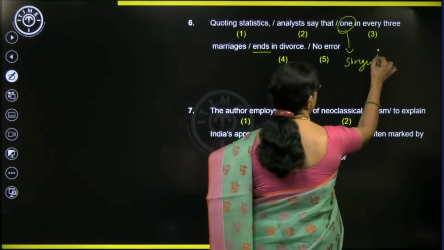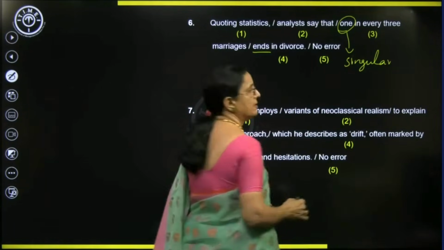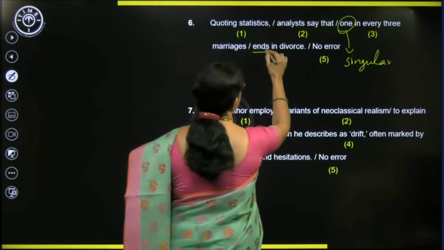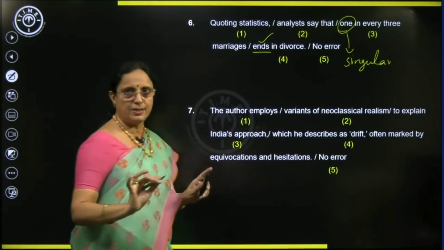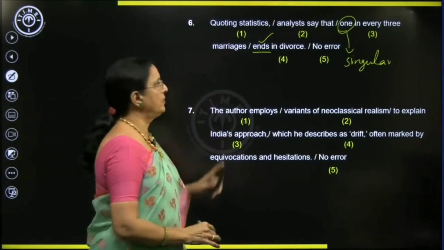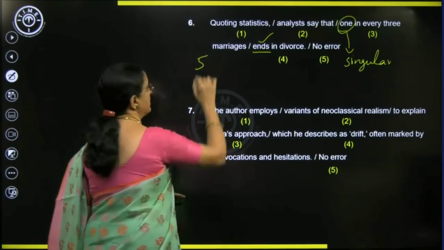All right. 1 is singular. 1 in every 3 marriages. Right. So, 1 in every 3 marriages ends in divorce. Correct. There is no correction here. All right. So, 1 is matching with ends. Ends is a singular verb. So, no error. 5 is the answer.